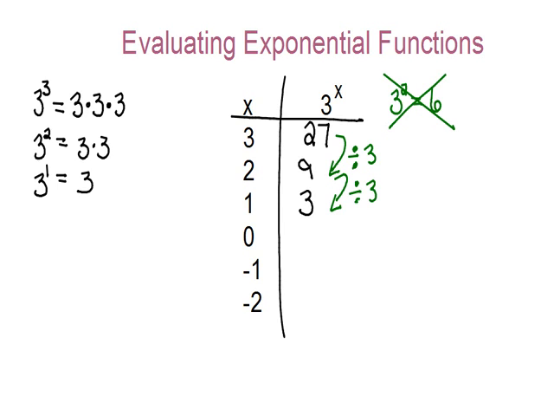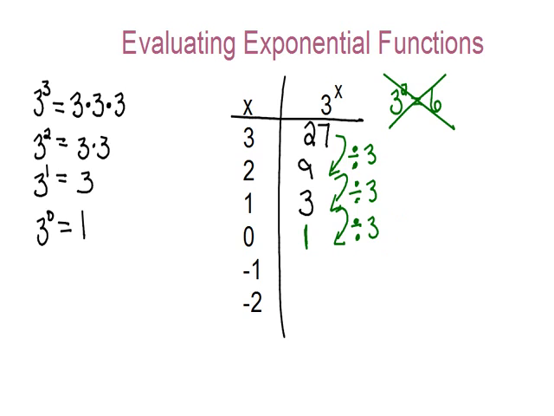Which brings us to something really important, because we're going to do that same thing to get to the next step here. So 3 divided by 3 is going to give us 1. That's why 3 to the 0 power equals 1. We want that pattern to keep holding.